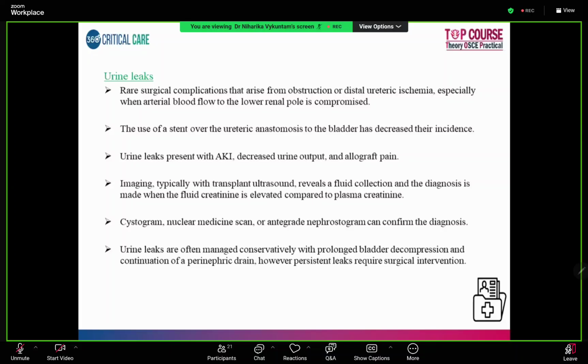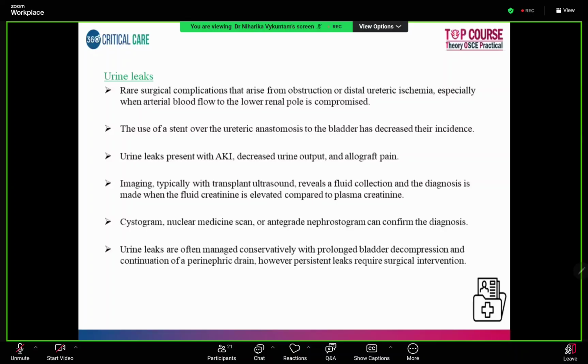So usually these urine leaks may present with AKI, decreased urine output, and allograft pain. And how do you diagnose this urine leak? Basically by the ultrasound. When you do an ultrasound, there will be some fluid collection, and the diagnosis is made when the fluid creatinine is elevated compared to plasma creatinine. You see that there is some fluid collection, you can't keep it like that, so you have to insert a drain to remove that fluid collection. When the fluid comes out, you send that fluid for the creatinine. Usually this fluid creatinine will be either equal or more than the plasma creatinine. Then you confirm that there is some urine leak.